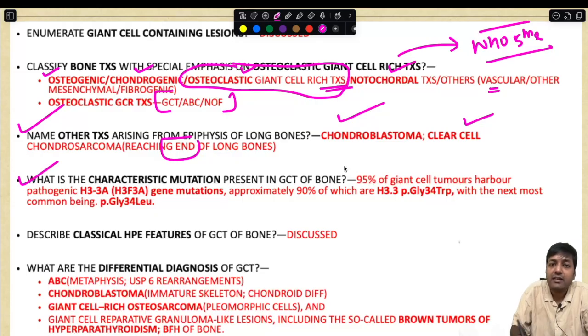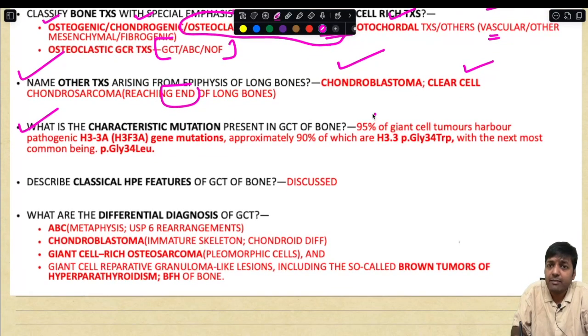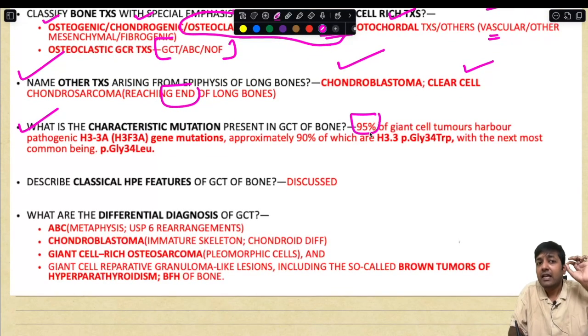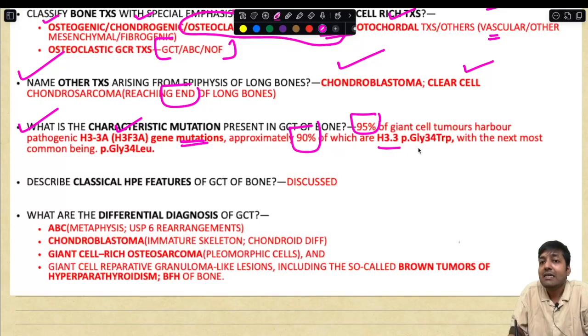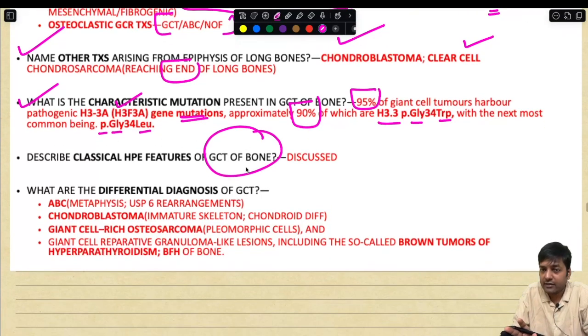What is the characteristic mutation present in GCT of the bone? Very importantly, 95% of the cases harbor this characteristic H3F3A gene mutation, out of which approximately 90% are H3.3 p.Gly34Trp, with the next most common being p.Gly34Leu variety. Now describe the classical HPE features of GCT of bone. We have already discussed, so not repeating again.